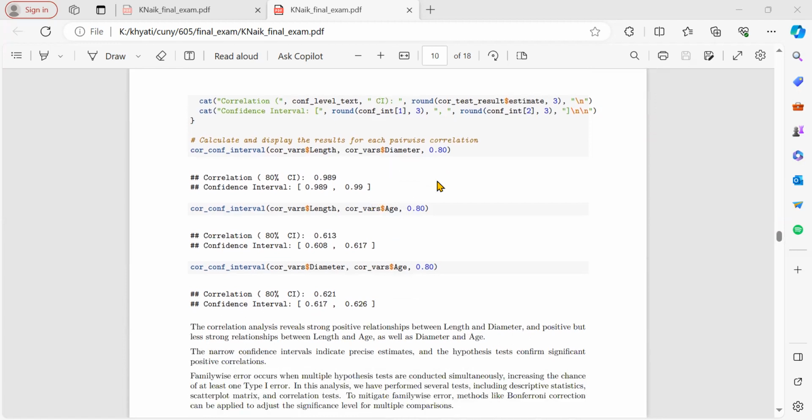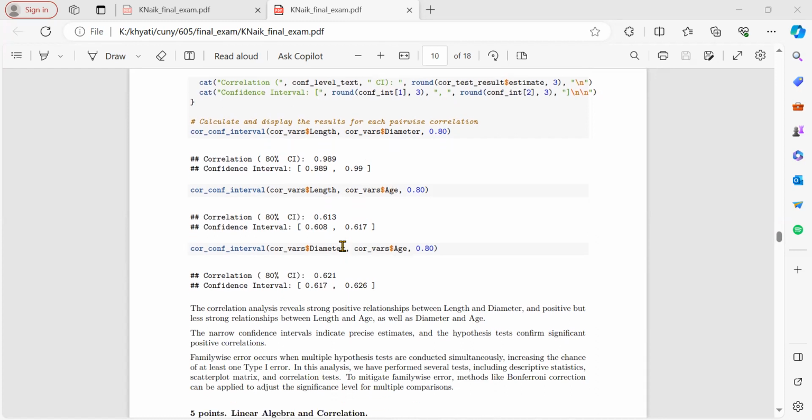And here we are comparing the coefficient for each pair, like length and age, diameter, length. And talking about the family-wise error consideration, for this we can apply the Bonferroni method. This would adjust the significance level for multiple hypothesis tests, minimizing the risk of type 1 error.